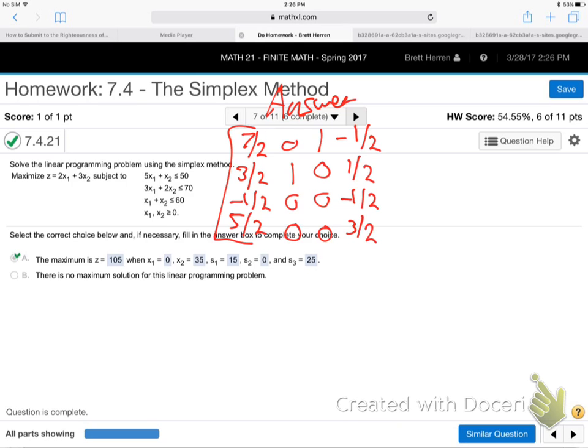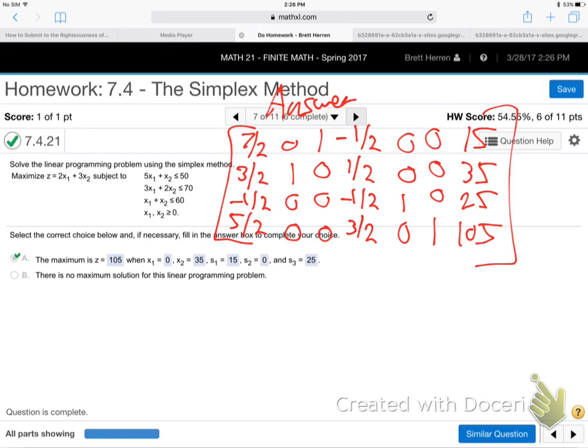Okay, and there's a little bit more. If I push the right arrow, I get the rest. Here we go. So what is that? 0, 0, 1, 0, and 0, 0, 0, 1. And then 15, 35, 35, 25, 105. All right, so there's the answer matrix I'm getting. You guys getting that? If you have the program.